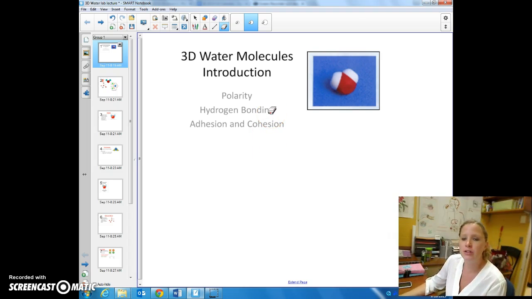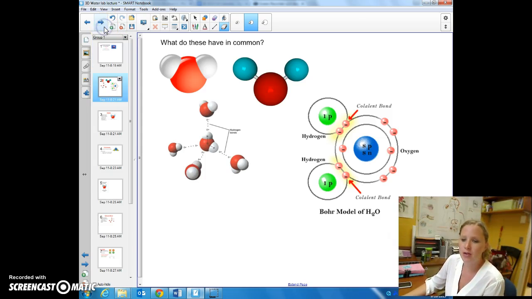Anyway, I'm just going to introduce your water molecules just for a second so you know what's going on today. During your lab, you'll want to make sure that you're efficient because you will run out of time, and today is the only day that you have to do this, so get it done.